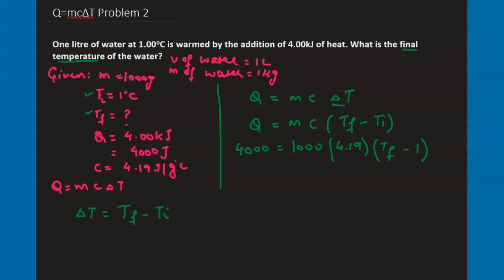Now all we have to do is isolate TF, that is your T final. So we can see that here we just have to find the product of this. That gives us 4190, and this is T final minus 1. We can just take this over to the other side and divide it by 4000, and we would be left with T final minus 1. When we put this on the calculator, let's see what we get. It gives us 0.9546.